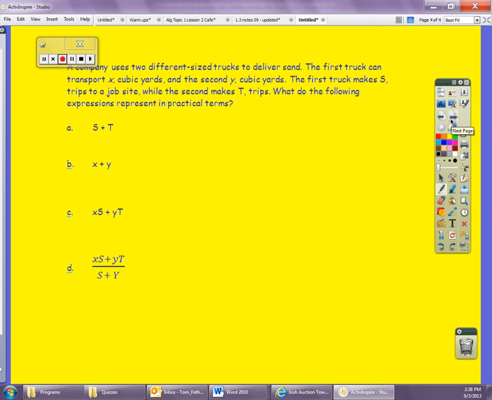And now with the next one, when we printed this up, there was a little error. So if you go through a company, use two different trucks. The first truck can transport, you should have this, x cubic yards. The second one should be y cubic yards. And if the first truck makes s trips to the job, while the second makes t trips to the job. Well, when I put this up there, the x and y didn't come in. So now we can figure out, well, s plus t, well, s stands for the first truck, and t stands for the second truck.